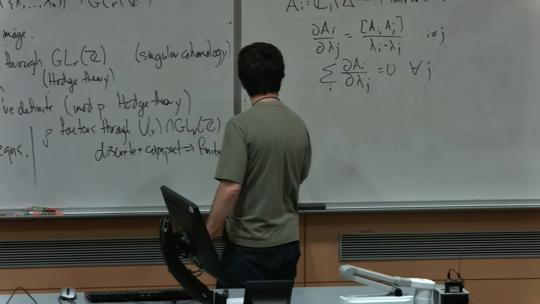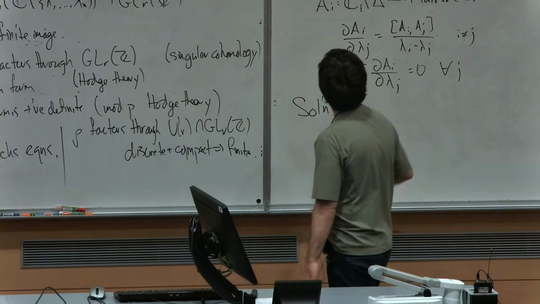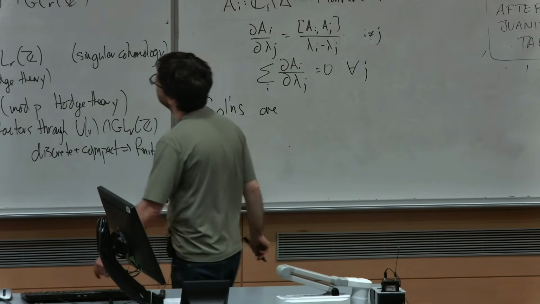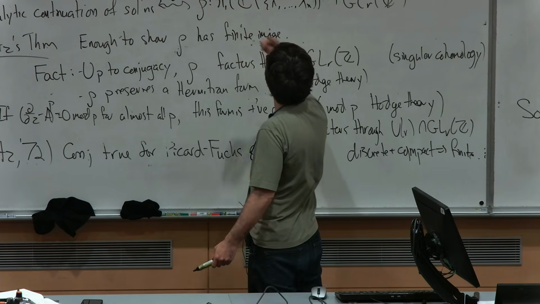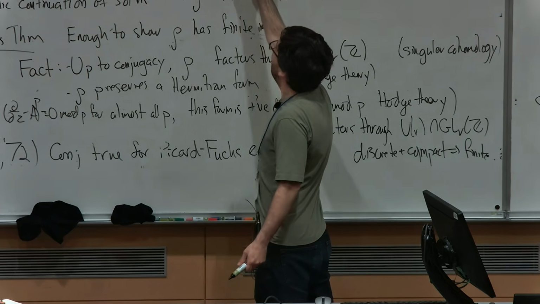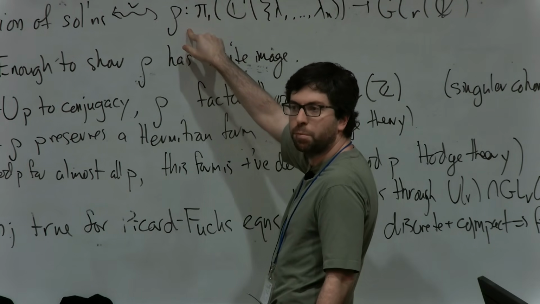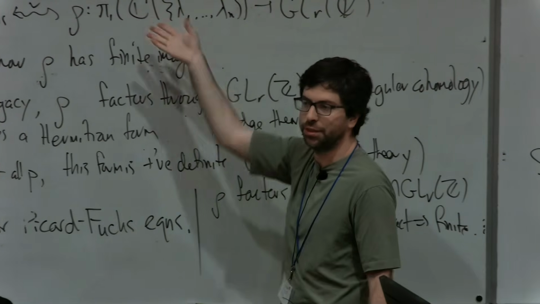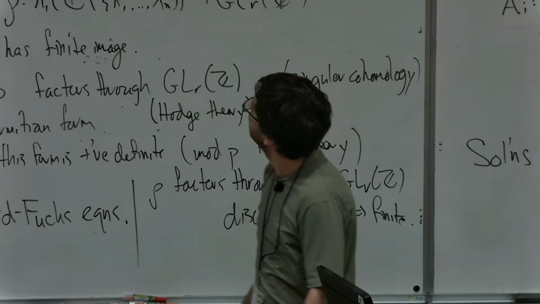So the solutions are tuples of functions. And the A_i and the λ_i are here. So the question we're asking is, if we move the λ_i, how should we change the A_i so this representation doesn't change? Right, so if you move the λ_i, this group is not changing. You're just moving some points around in the plane. That doesn't change its fundamental group.